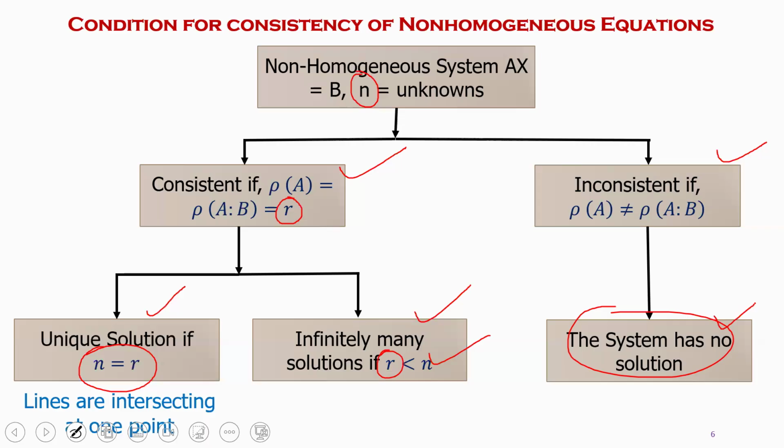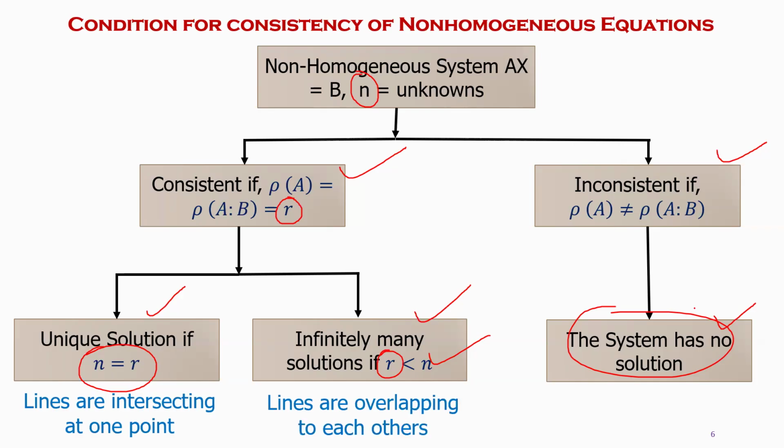So lines are intersecting at one point in the first part. In the second part, lines are overlapping each other. And in the third part, lines are parallel to each other. In the next lecture, we will take an example and discuss how we can get the unique solution, infinitely many solutions, and no solution of a system of linear equations. Thank you, everyone.